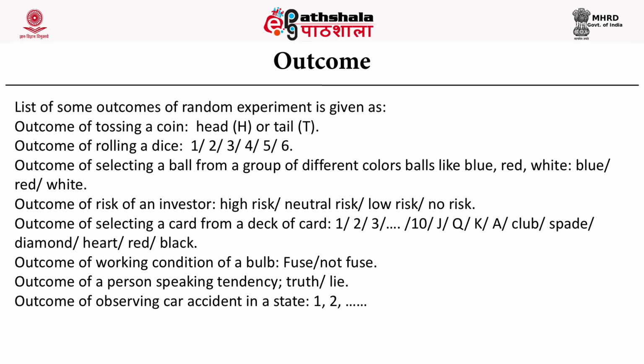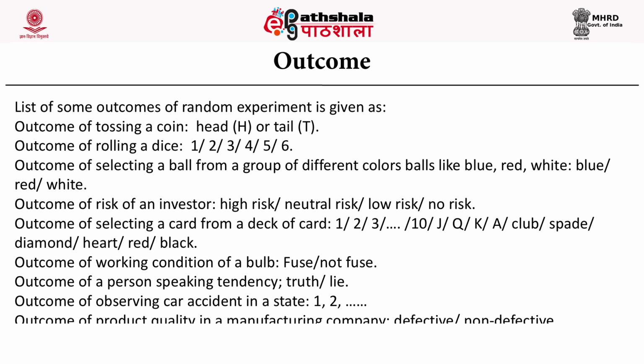Outcome of the working condition of a bulb: either the bulb is fused or not fused. Outcome of a person's speaking tendency: it can be true or a lie. Outcome of observing car accidents in a state: we can say that either one accident occurs, or two, and so on. So there is no upper limit on the occurrence of accidents in a particular state. Outcome of product quality in a manufacturing company: the product can be defective or non-defective.